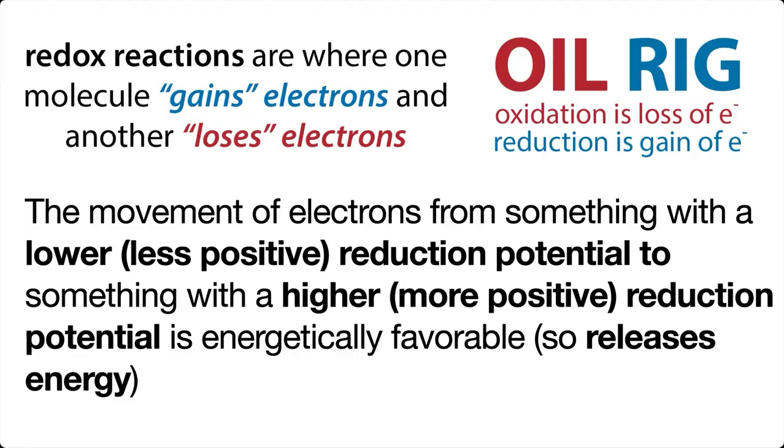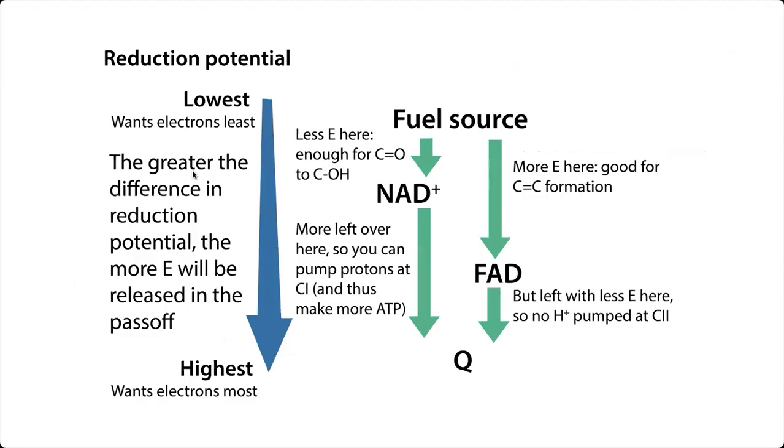if you are passing electrons from something with a lower reduction potential, and by lower we mean less positive, to something with a higher reduction potential, so it's got a more positive reduction potential. Doing so is going to release energy. The bigger the difference in energy between the donor and the acceptor, the more energy is going to be given off.